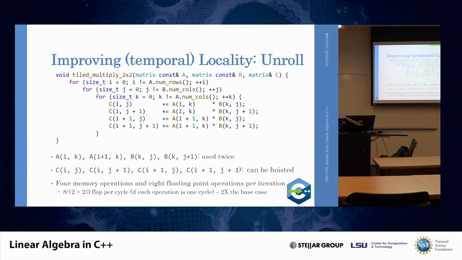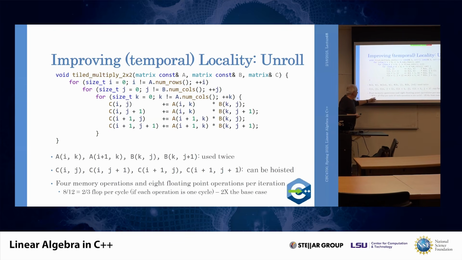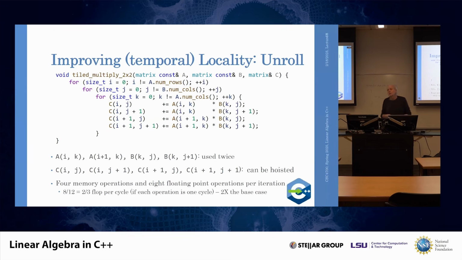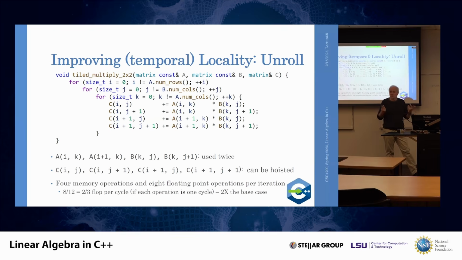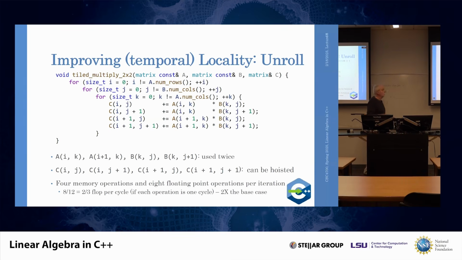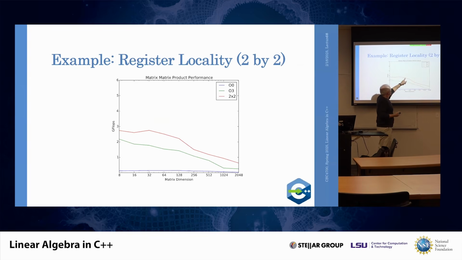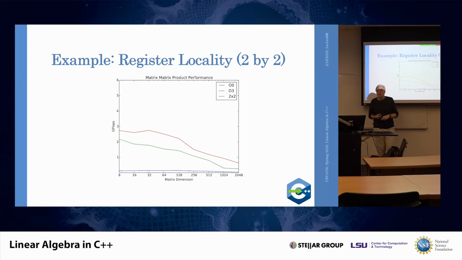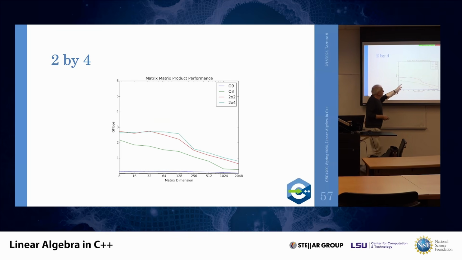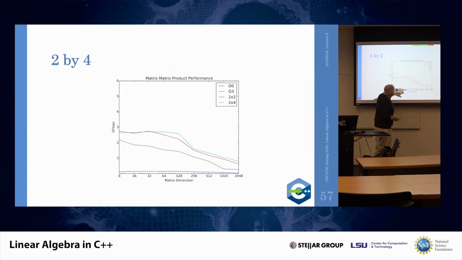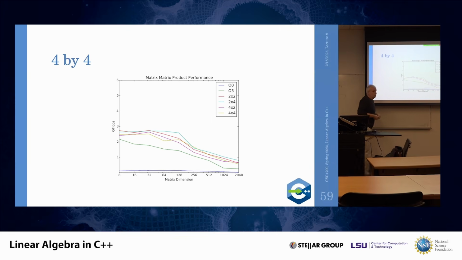If we do that, we get 4 memory operations and 8 floating point operations per iteration, which gives us 2/3 flops per cycle, which is already twice as good as we started off with. Right? We started with 1/3, and now we have 2/3. That's the measurement. So this is when I do tiling on a 2x2 grid, as I showed. This is when I do tiling on a 2x4 grid. This is when I do tiling on a 4x2 grid and 4x4.